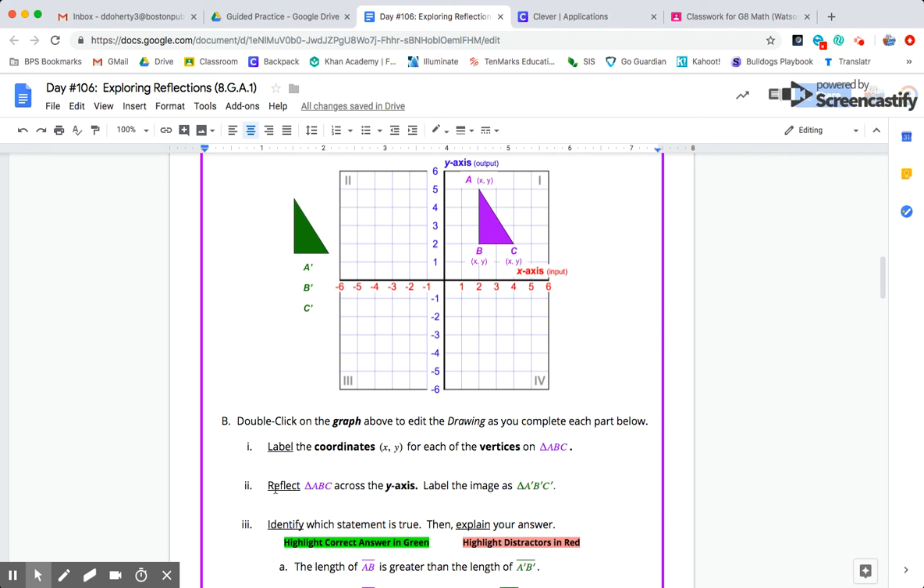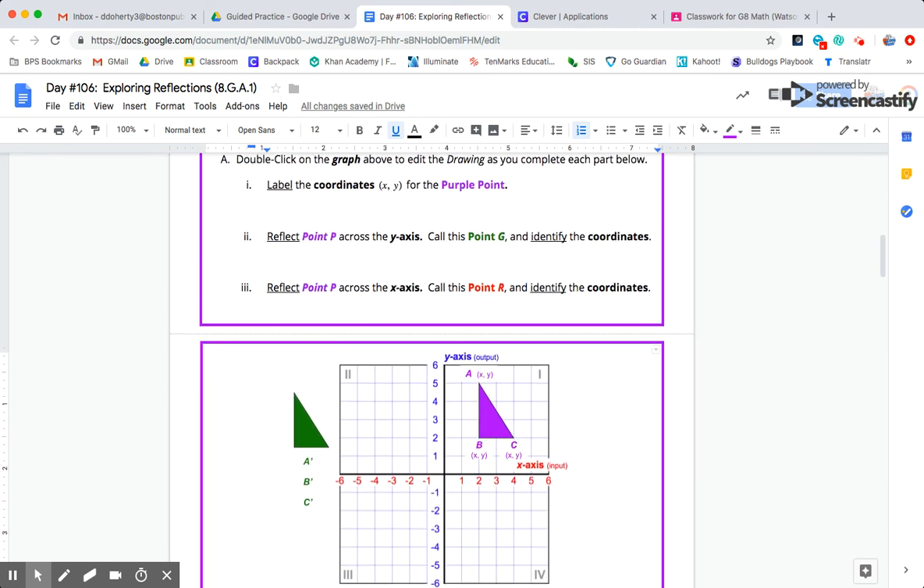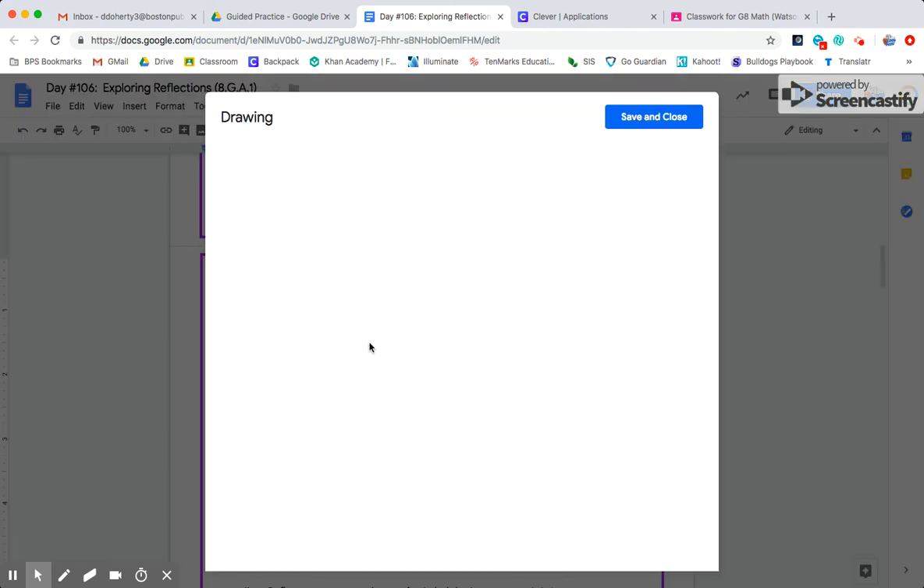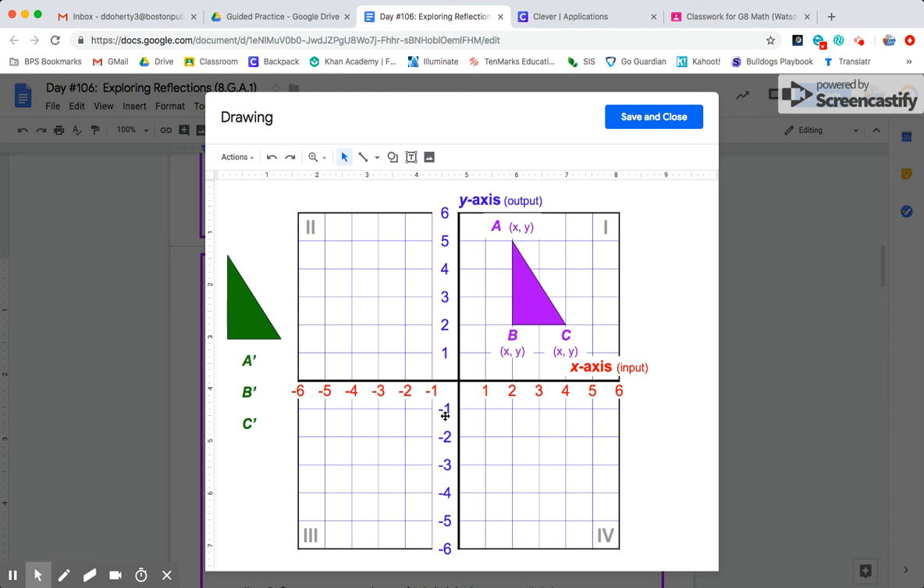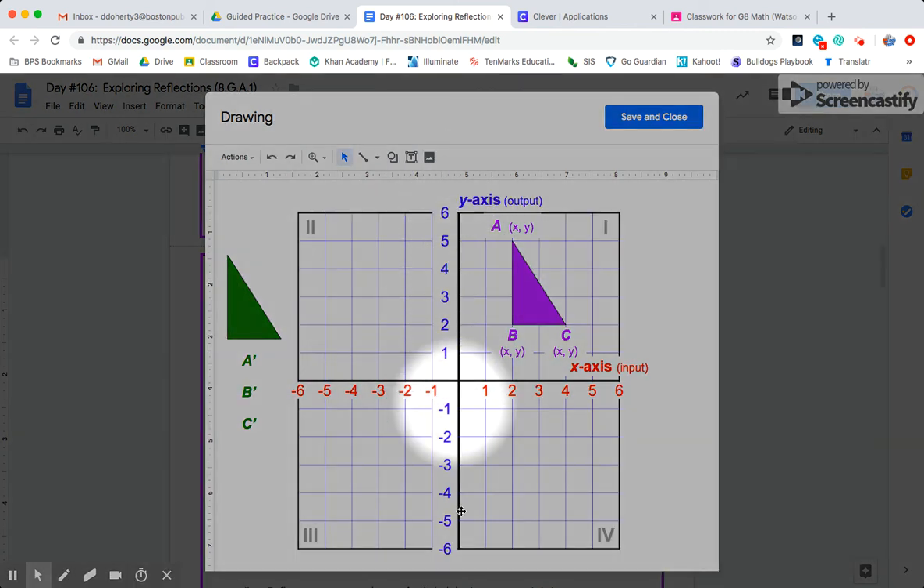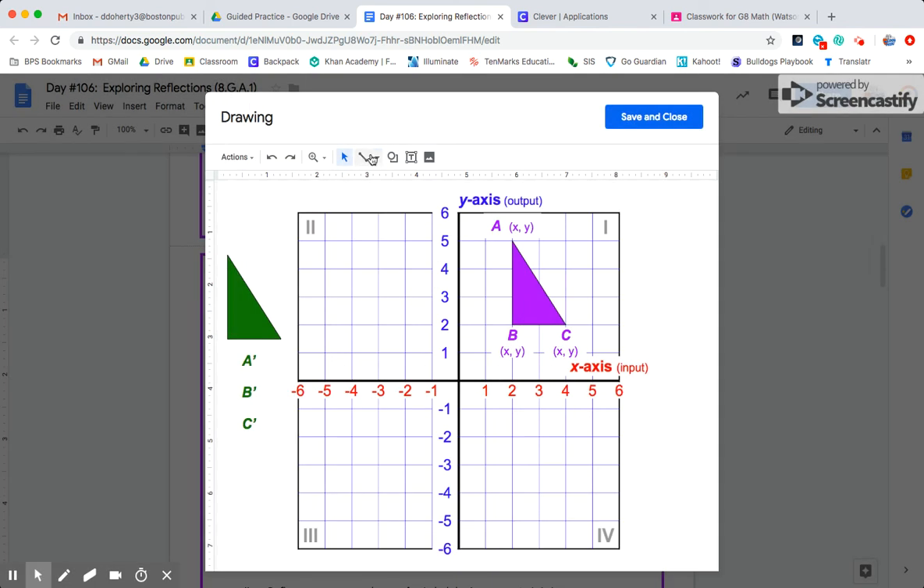I'm going to show you the main thing, reflecting triangle ABC, the purple one, across the y-axis. So again, we're going to be reflecting across the y-axis. As I open and edit this drawing, here's the y-axis running up and down right there. I'm going to skip putting that red dotted line here, but I encourage you to see that there. Point A is 2 units away. Point B, 2 units away. Point C is 4 units away, so it's going to flip all the way to the other side and end up on the left.